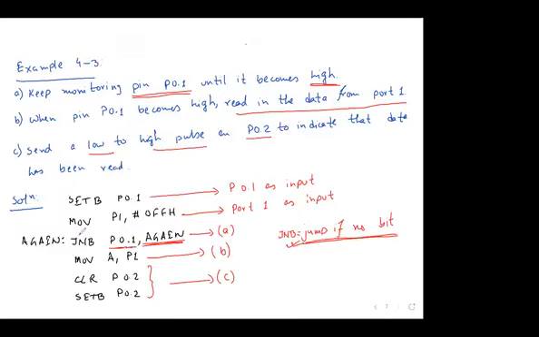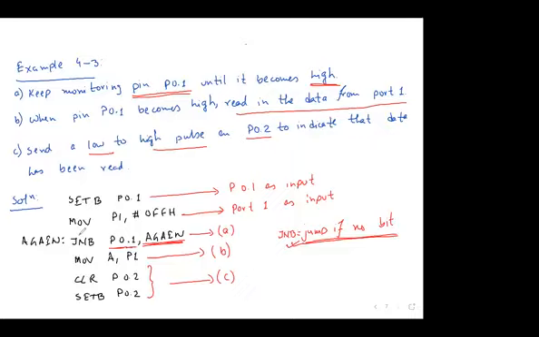Okay, sir. Sir, in the second line, they have moved P1, comma 0FFH. Exactly. So if I write here move P1, comma 00H, then port 1 will act as output. Yes, sir, then it will act as output. But in line number 4, when we read data from P1, if I want to read 00, then what can I do? Then I have to set P1.